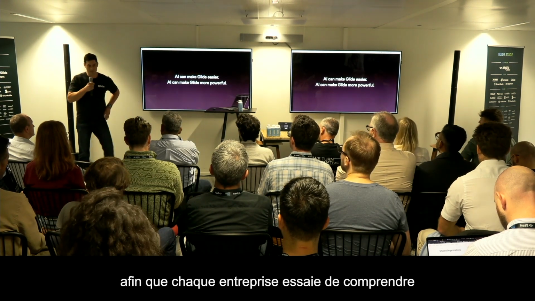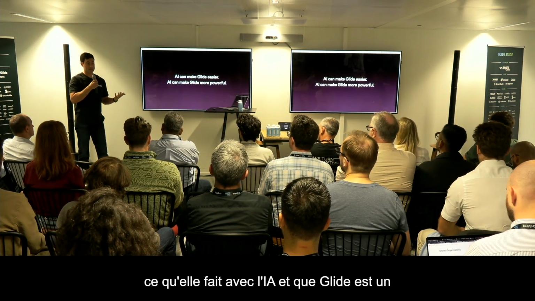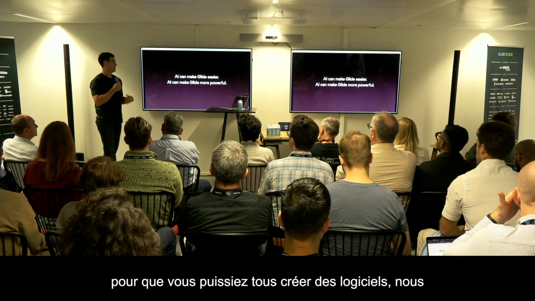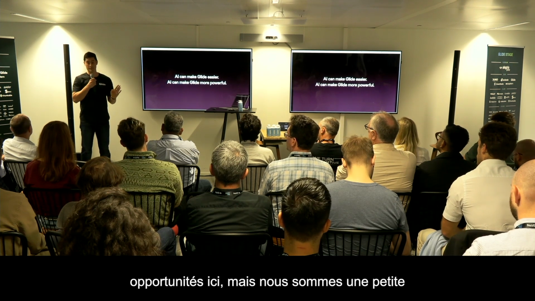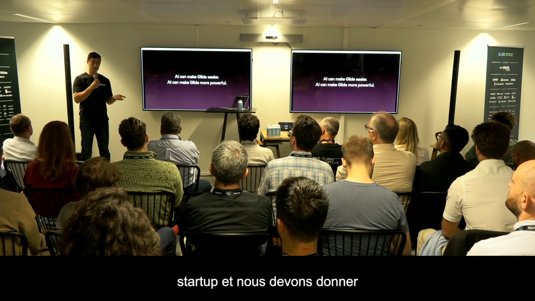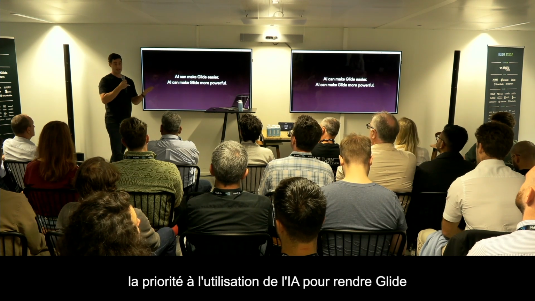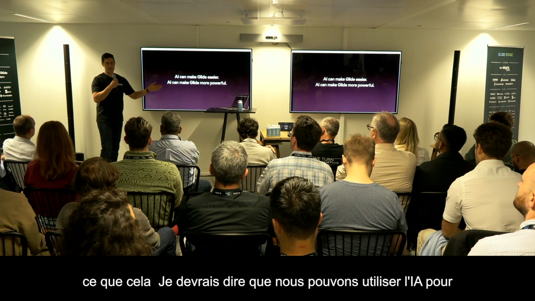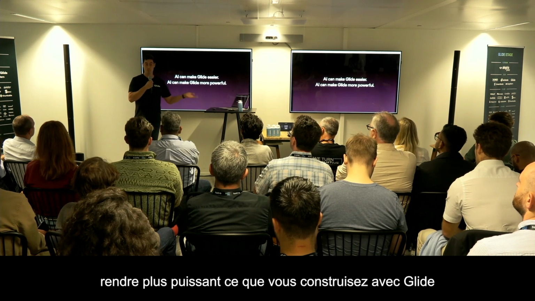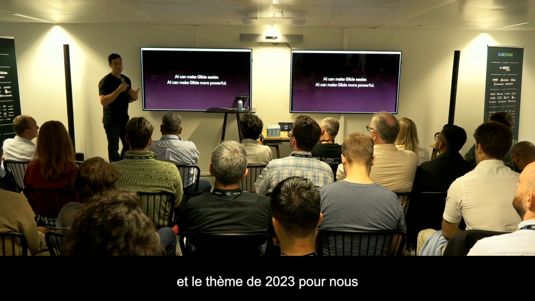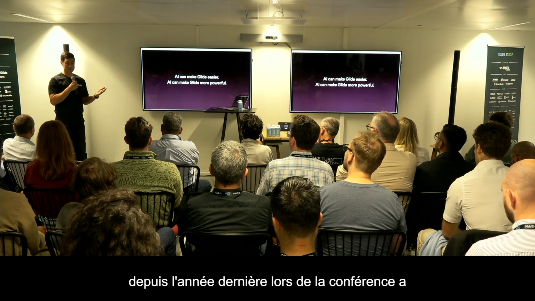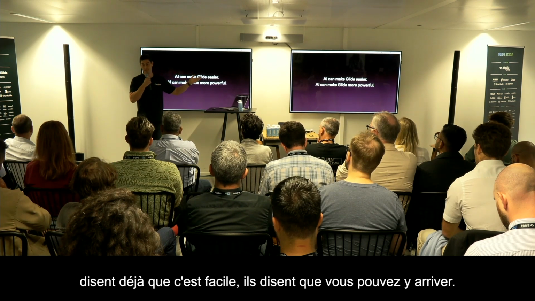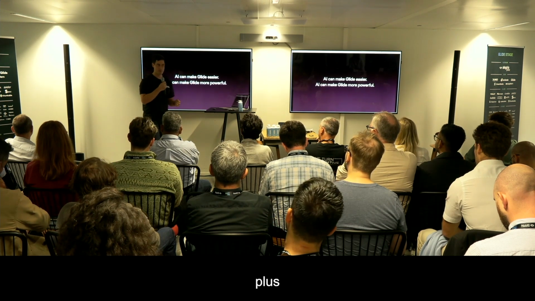So every company is trying to figure out what they do with AI. And Glide is a tools company. We build developer tools for all of you to build software. So we asked ourselves, there's two opportunities here, but we're a small startup and we have to prioritize. We can use AI to make Glide easier, or we can use AI to make what you build with Glide more powerful. And the theme of 2023 for us since last year at the conference has been to make our platform more powerful. Because our customers already say it's easy. They say, can you make it more powerful? So we've been making it more powerful.